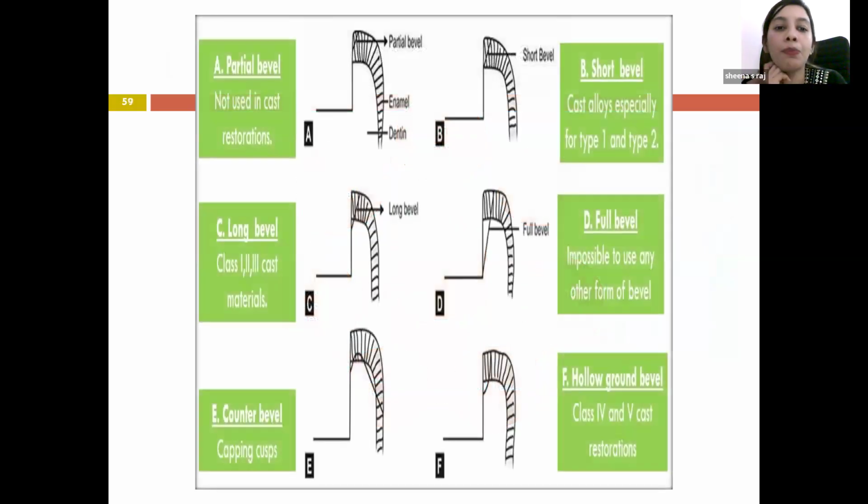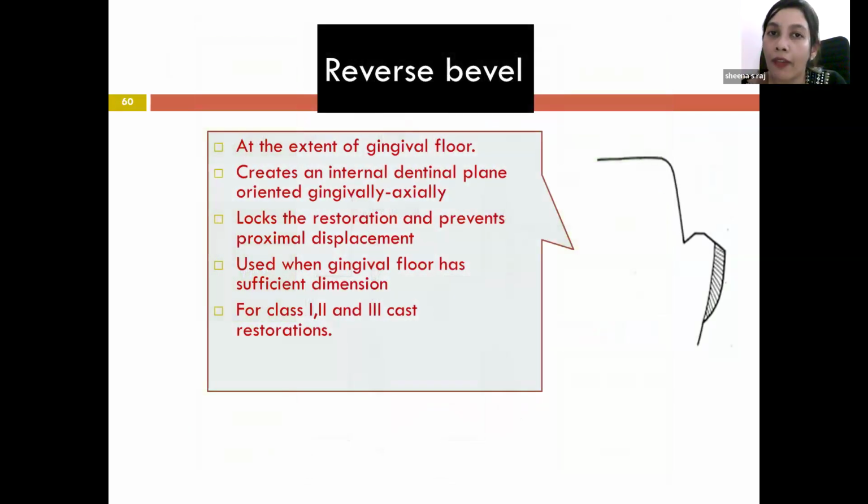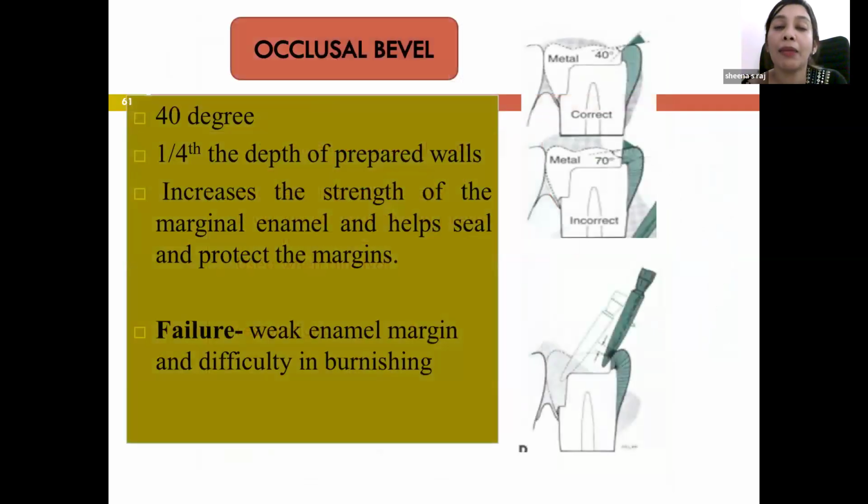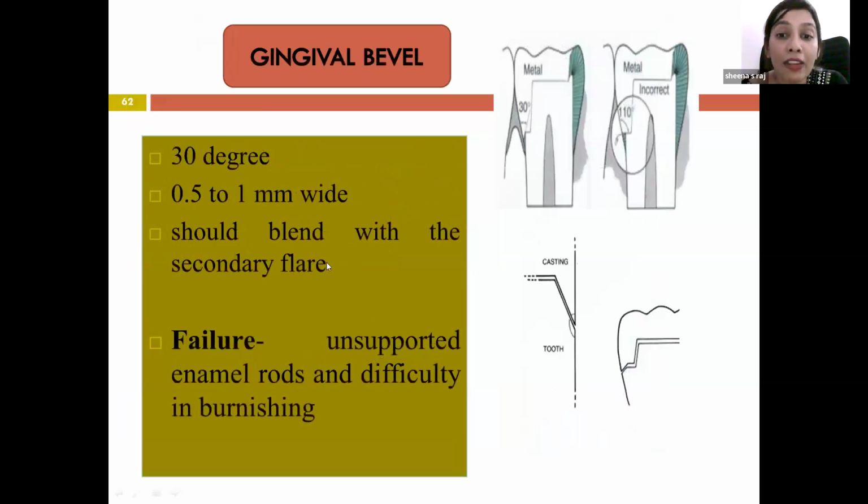Again, you have to know there is partial bevel, short bevel, long bevel, full bevel, counter bevel, hollow ground bevel. All these things you have to draw as well as write where each is indicated. Reverse bevel, we have already studied that. It is an extension into the gingival floor. It is a secondary resistance and retention feature. Something is called the occlusal bevel. As you can see here, occlusally a bevel of 40 degrees is given. Very important. Next is gingival bevel.